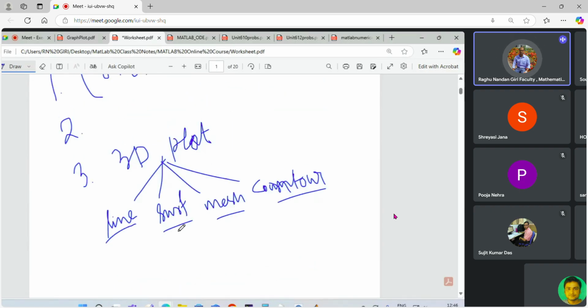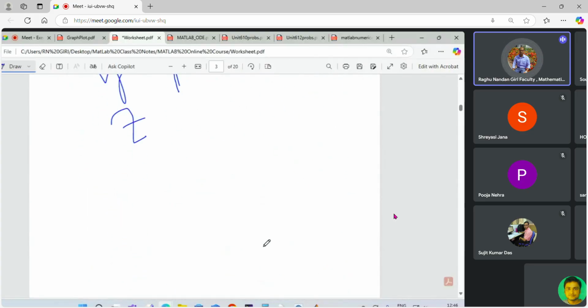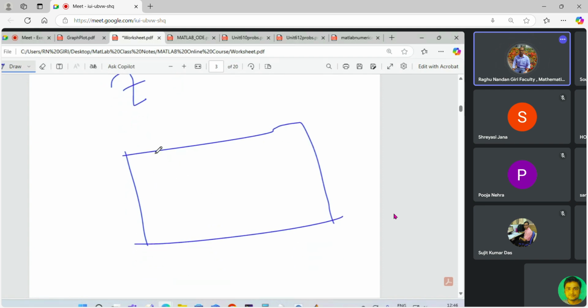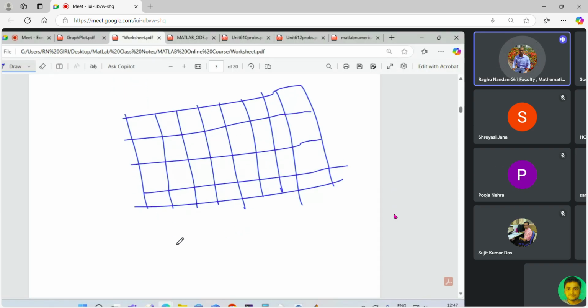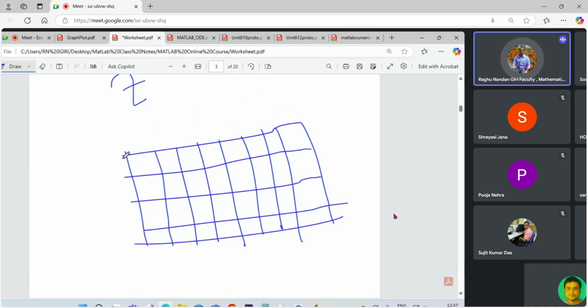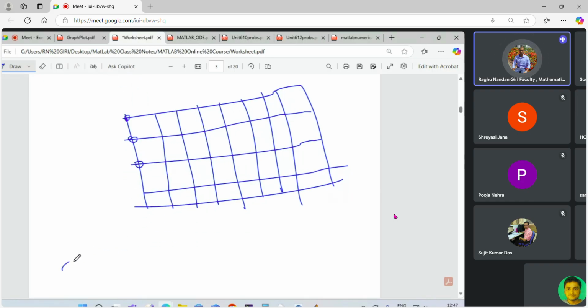Okay, but for the other three functions, which are surface, mesh and contour, we have to form the plane as a grid. Grid means like this. We have to divide the plane like grids. This is the grid on the plane. So for each crossing point, we have to find out the function value of z.